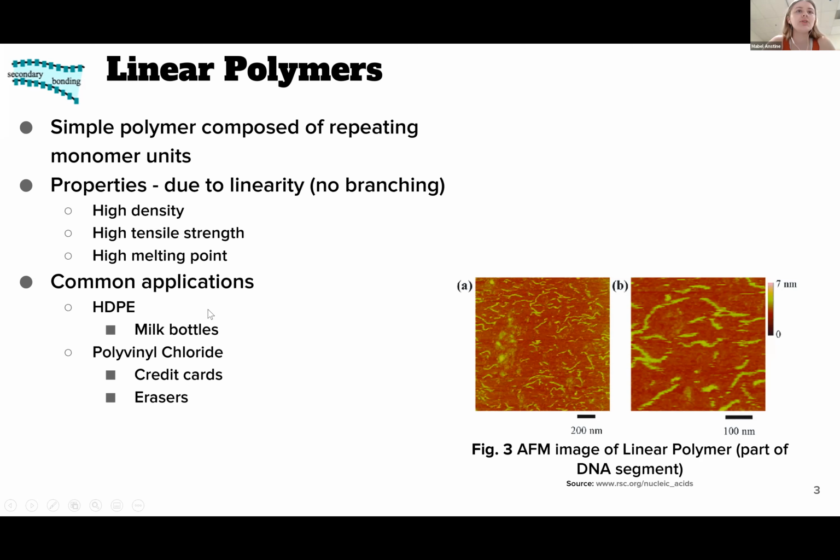And some common applications of linear polymers are high density polyethylene, which is what makes up milk bottles, and also polyvinyl chloride. And then in figure 3 here, you can see an image of some linear polymers. And if you look in B specifically here, you can see these individual kind of structures that don't have any branching. They're just kind of on their own here. So this is actually part of a DNA segment.